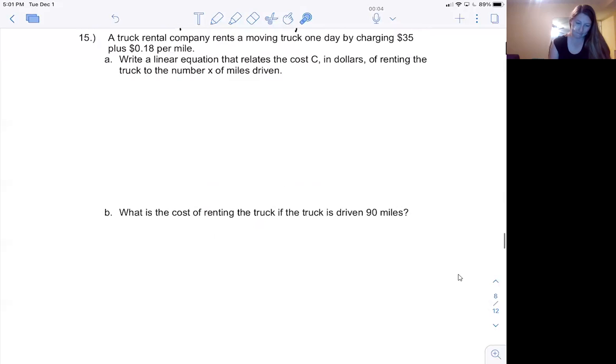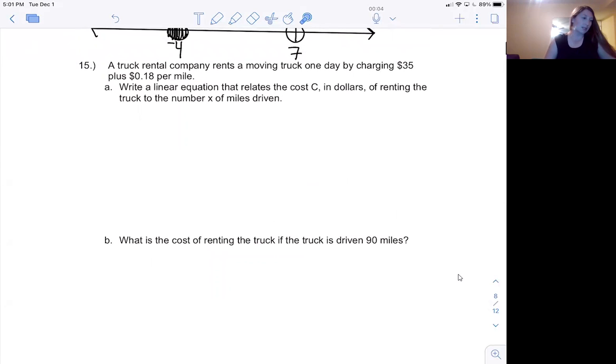Okay, so this one isn't bad. So story problems, I recommend fully reading it, because this is totally a problem that you could do. So just don't let it freak you out. It says a truck rental company rents a moving truck for one day by charging $35 plus 18 cents per mile. And they want us to write an equation. If the equation seems daunting, just think about it.